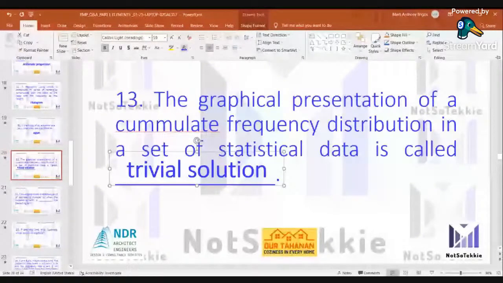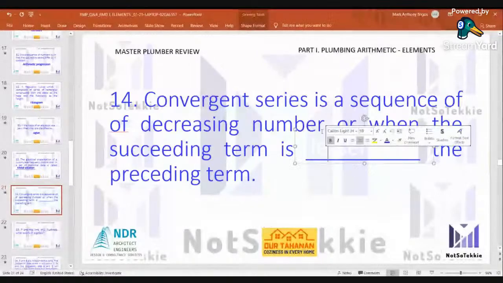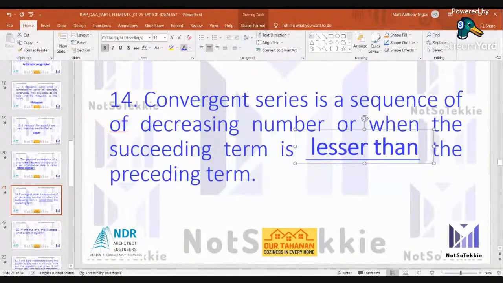Number 14. Convergent series is a sequence of decreasing number, or when the succeeding term is blank than the preceding term. The answer is lesser than the preceding term. Convergent series is a sequence of decreasing number or when succeeding term is lesser than preceding term.